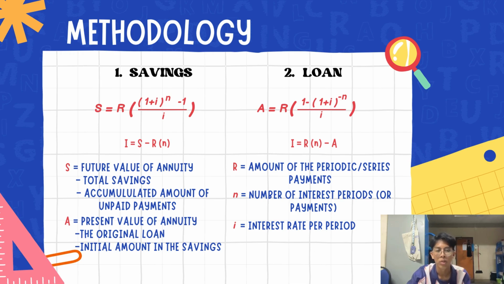And now we proceed to the methodology. As you can see, annuity has two types of methodology, which are savings and loan. In this part, we should know what S is. S is the future value of annuity, also known as total savings. A is the present value of annuity. R is the amount of the periodic or series payments. Capital N is the number of interest periods. And the last one is i, the interest rate per period.